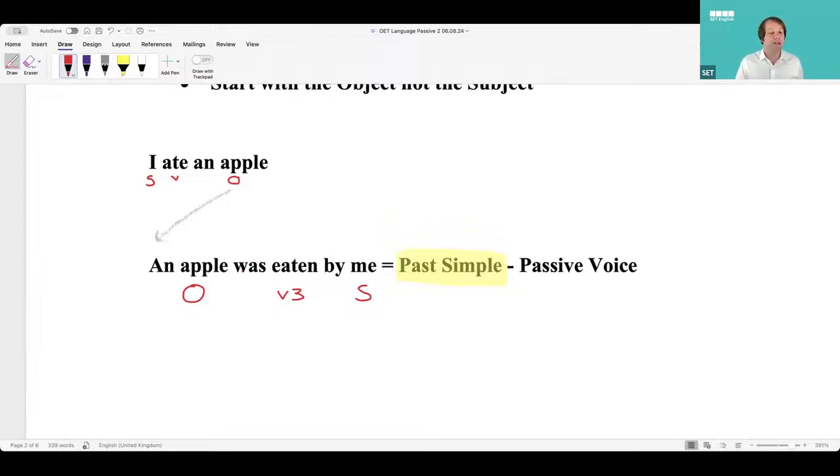What's this one? Auxiliary verb. It's the auxiliary verb, to be. Okay. This is what we're working on today.